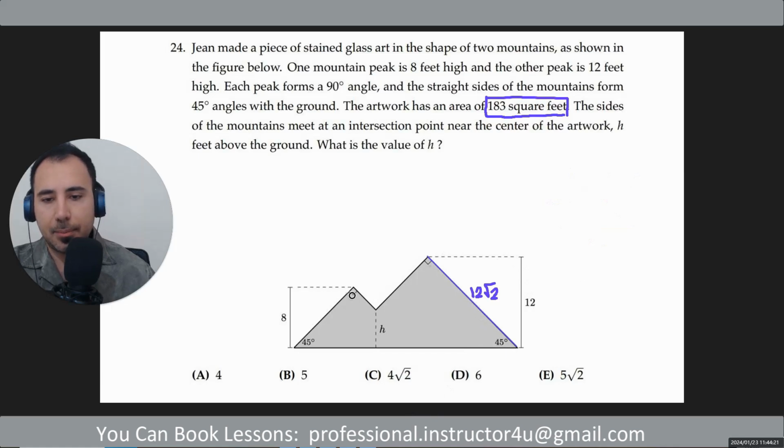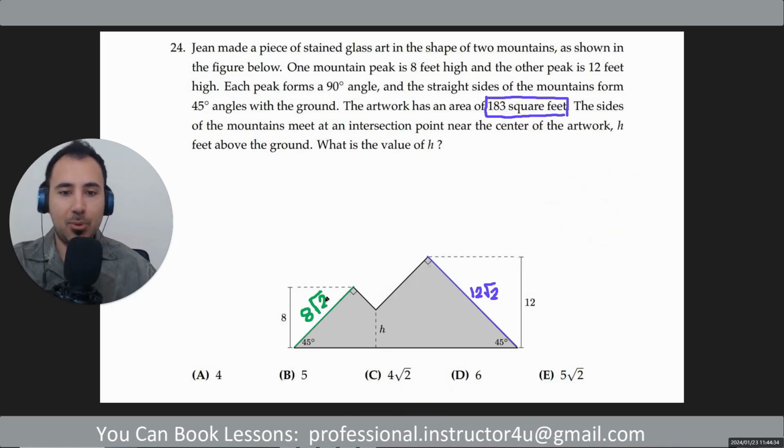So with the same reasoning, can you tell me how long this is? Okay, you repeat the same process. We're going to get this 8 square root of 2. Now again, we have to find the total area. How? See, this is 45 degrees. And what did I say at the beginning of the video?